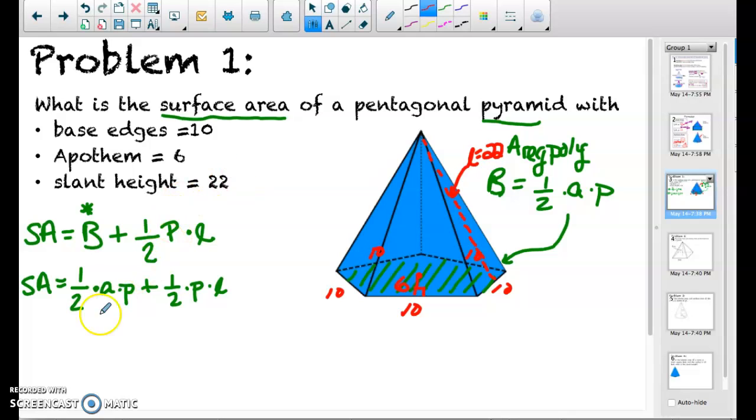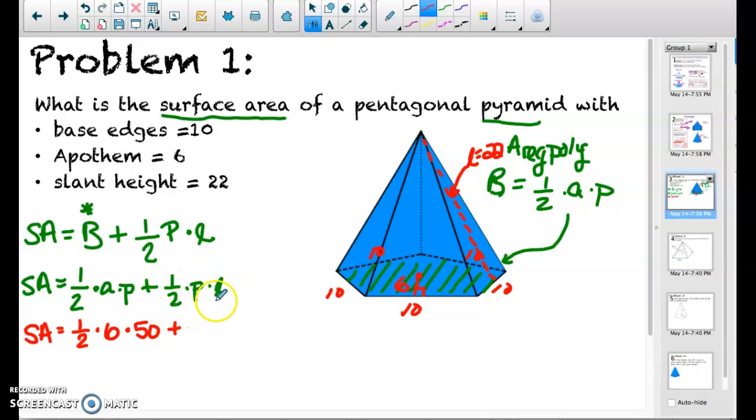Okay, so let's start plugging into our formula. Now I've got surface area is equal to 1/2 apothem. The apothem, now remember, this is on the base. This is our base area here. So the apothem on the base was this 6. So I've got 1/2 times 6 times the perimeter of that base. So I've got 10 on each side, 5 sides, so that means my perimeter of my base is going to be 50. Now I'm going to add to that.